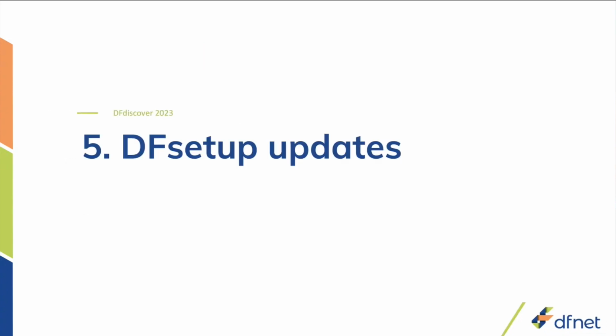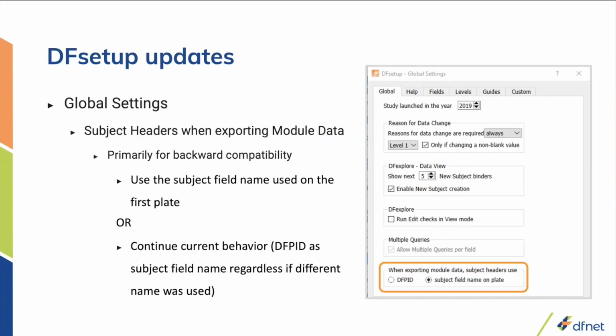Now let's move on to some DFsetup updates. In global settings, an option has been added to specify how subject headers should be exported as module data. The old behavior, which used DFPID as the subject field name, even if a different name was used in the study, exists primarily for backward compatibility. The new option allows for exporting the subject field name that's currently used on that plate.